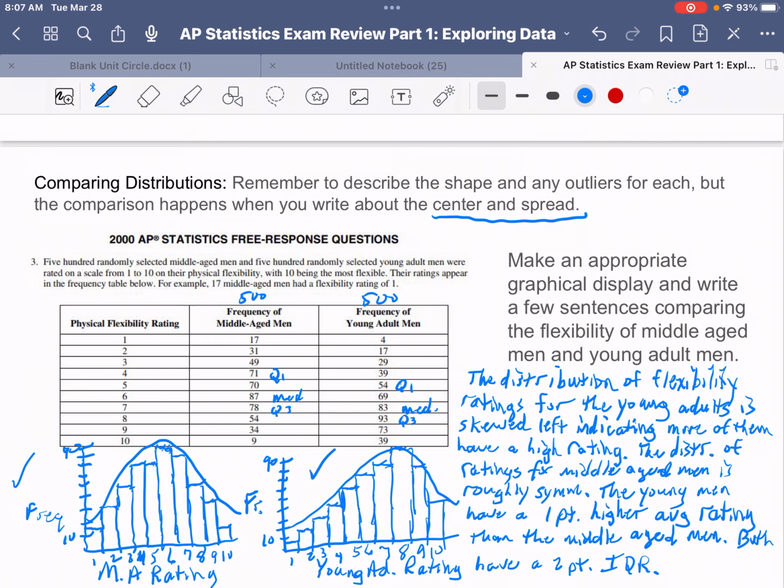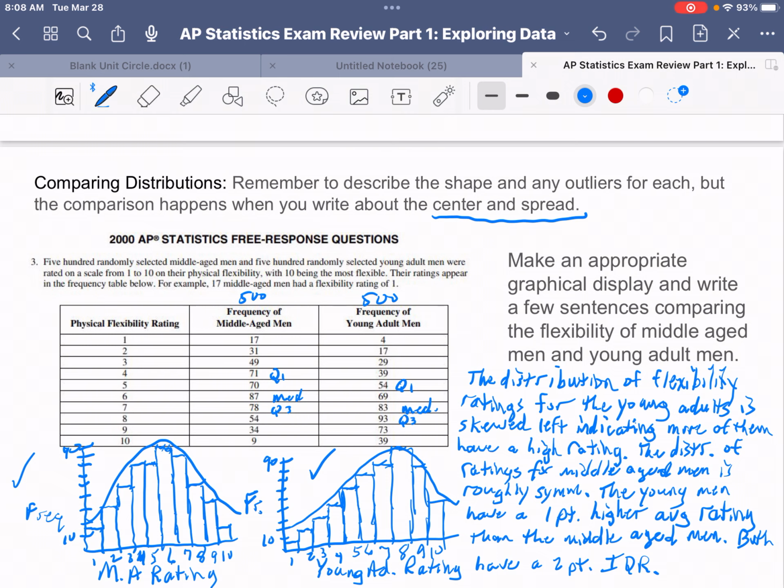You'll also notice that I calculated the medians for both, and Q1 and Q3 for both. Make an appropriate graphical display and write a few sentences comparing them. So I'm ready to compare. The distribution of flexibility ratings for the young adults is skewed left, indicating more of them have high flexibility ratings. The distribution of ratings for middle-aged men is roughly symmetric.